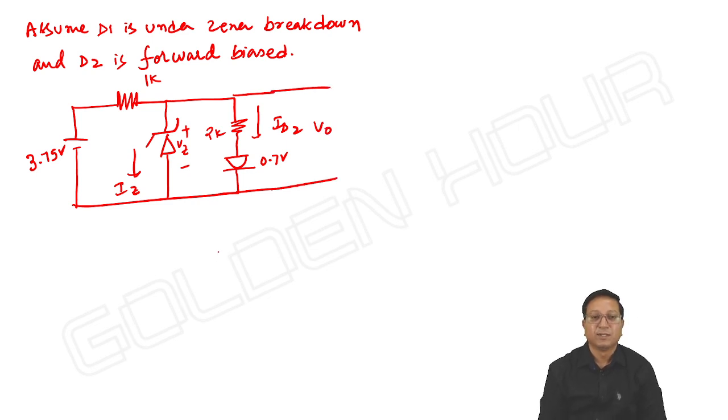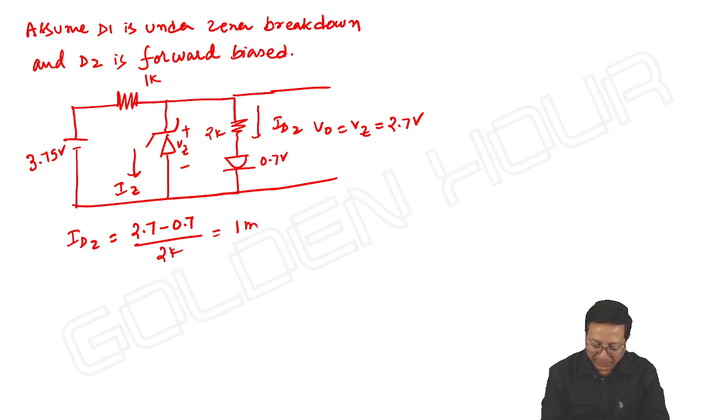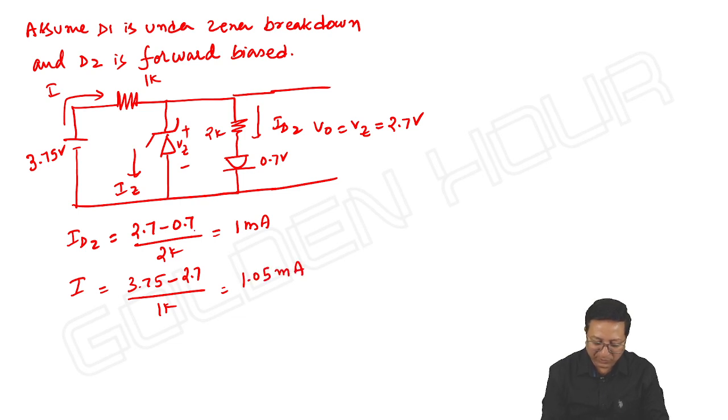So as it is under breakdown, what is the output? It is equal to VZ, which is 2.7 volt. The procedure remains the same. Then what about ID2? It is (2.7 minus 0.7) by 2K, earlier it was 1K, now it is 2K. So 2 by 2, 1 milliampere. Then the current I is equal to (3.75 minus 2.7) by 1 kilo ohm, 1.05 milliampere. These two values are not changing.